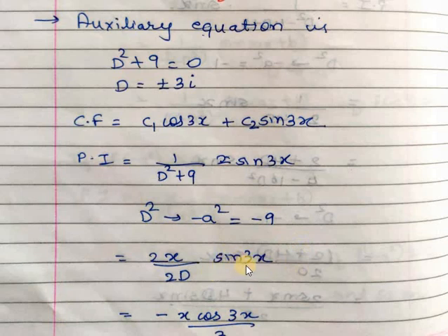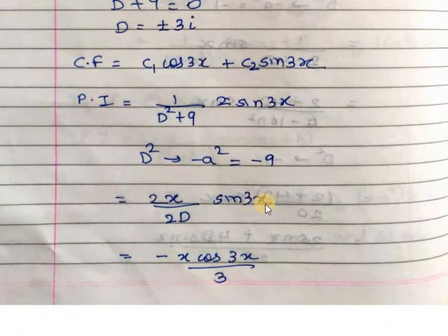What is the integration of sin 3x? It is minus cos 3x divided by 3, because here the coefficient of x is 3. So this can be written as minus x cos 3x divided by 3. So this is our answer for the particular integral.